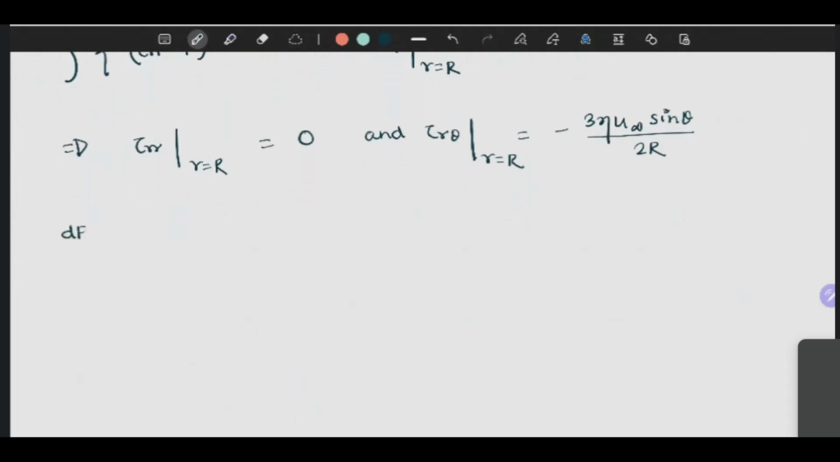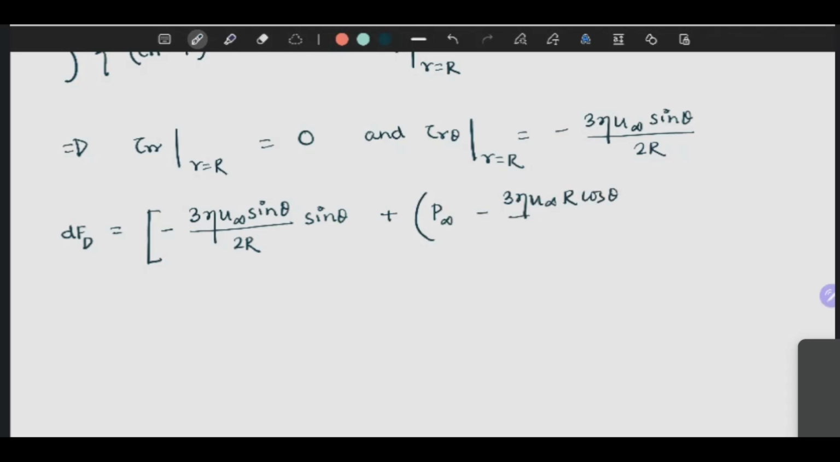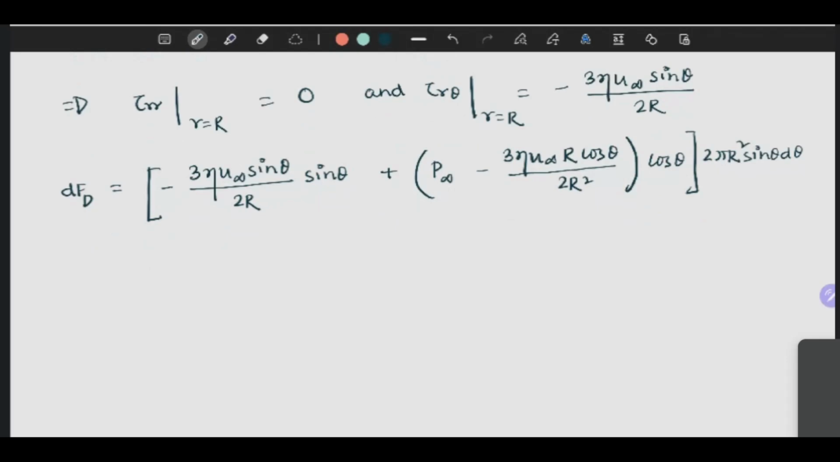So this drag force differential will be minus 3 eta u infinity sin theta divided by 2r sin theta plus p atmospheric minus 3 eta u infinity r cos theta divided by 2r square cos theta into 2 pi r square sin theta d theta. So then it makes like this.